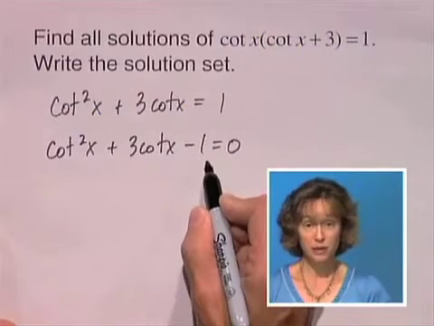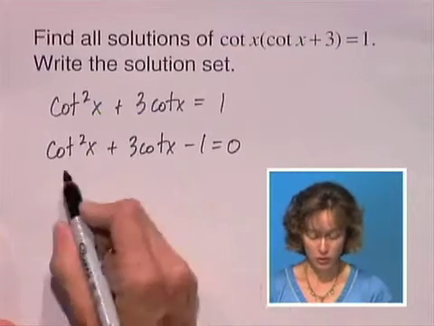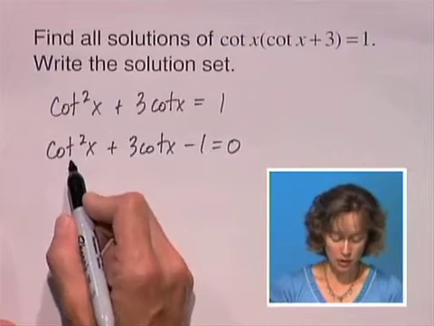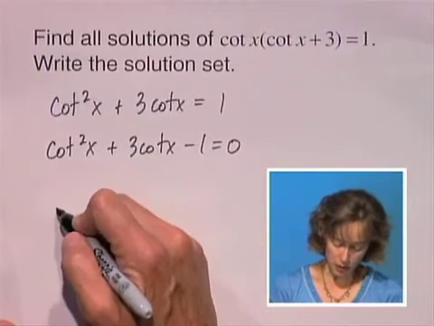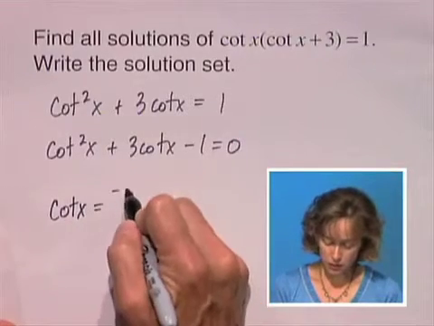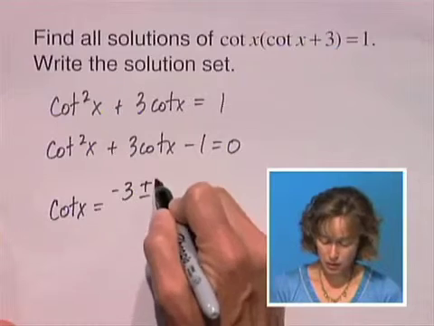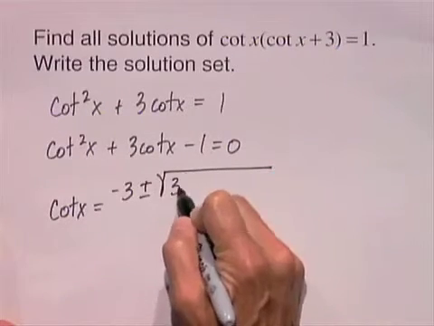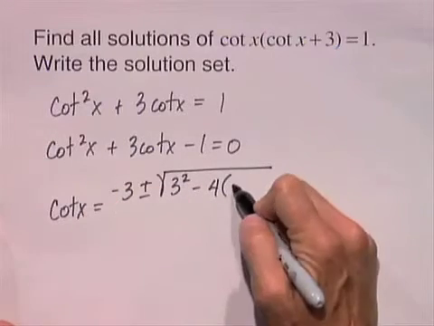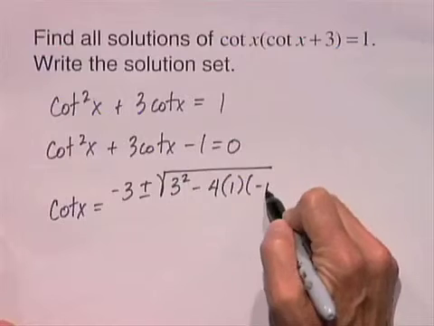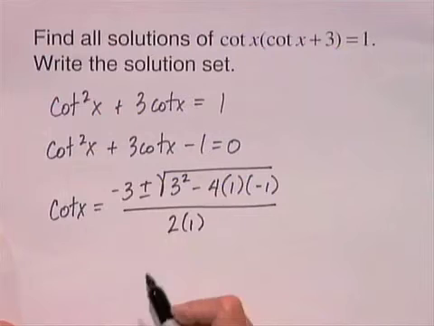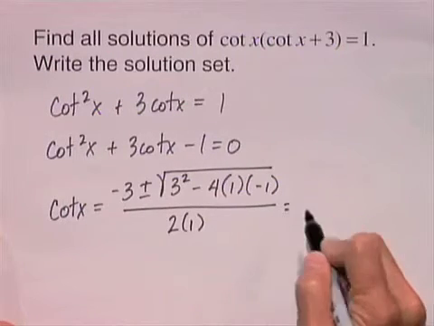It would be great at this point if the equation factored as if it was a quadratic. It doesn't factor, so we're going to go to the quadratic formula. Rather than writing x equals in our quadratic formula, we're going to write cotangent x equals negative b plus or minus the square root of b squared minus 4 times a, which is the coefficient of cotangent squared, times c, which is negative 1, all divided by 2 times a. And I want to simplify.